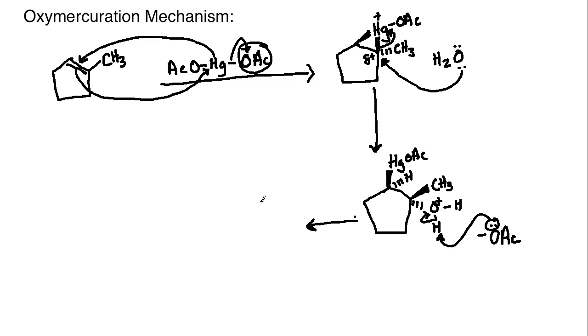So what do we have now? We've got the 5-membered ring, and the 5-membered ring now has an alcohol in this back position. There's a methyl group in this front position. And then if we take a look here, we've still got the mercury acetate portion, and we still have the hydrogen. All right, so from here, this is the last step.